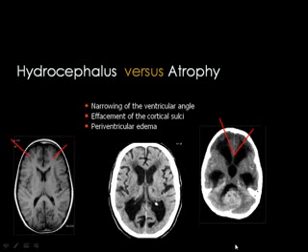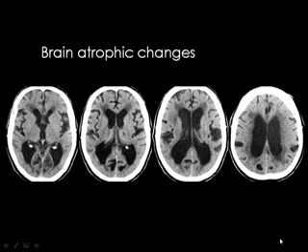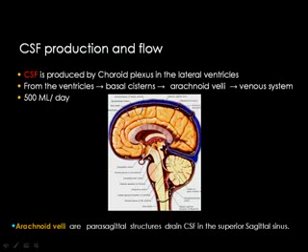Then in order to discriminate atrophy from hydrocephalus, these angles are of little help, but the most important issue, as I have said, is the state of the cortical sulci. In atrophy and hydrocephalus, the ventricles will be dilated, but in atrophy, the cortical sulci will also be dilated. And in cases of hydrocephalus, you will see effacement of the cortical sulci all around the cerebral cortex.